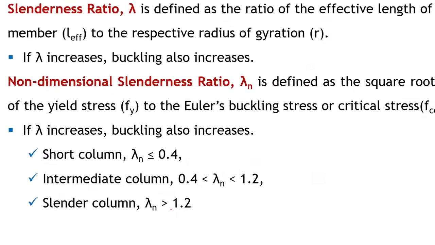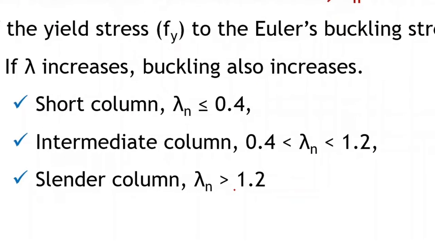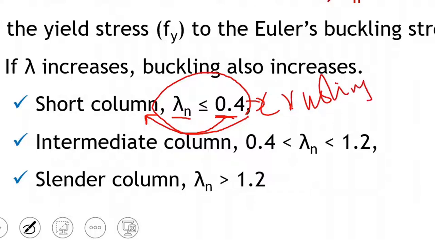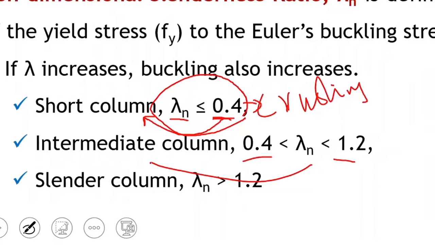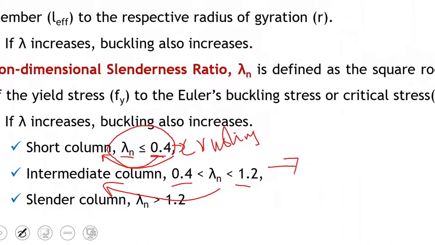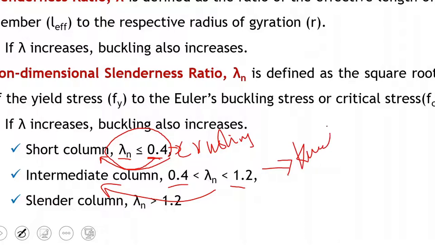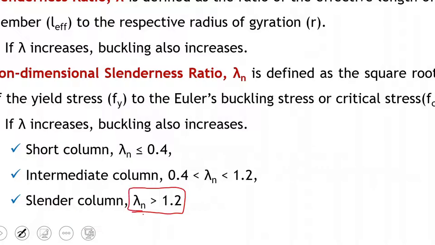We have three columns based on the value of the non-dimensional slenderness ratio. If the non-dimensional slenderness ratio is less than or equal to 0.4, then it is called a short column. Why? Because a member of this kind will fail in crushing. If the member has a slenderness ratio between 0.4 and 1.2, then it is called an intermediate column. Again, why? Because this fails in kneeling. The third type is the slender column or long column. Its slenderness ratio is greater than 1.2. This column is called a slender column because it fails in buckling.